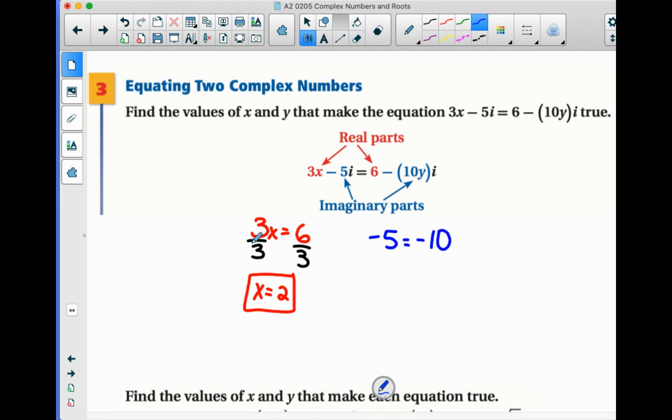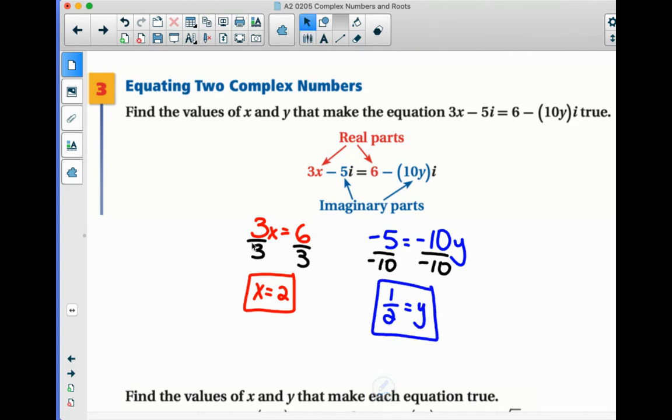negative 10y. This is just for the imaginary parts. So then if we divide by negative 10, negative over negative cancels out positive. 5 tenths would reduce to 1 half. So this is your y.